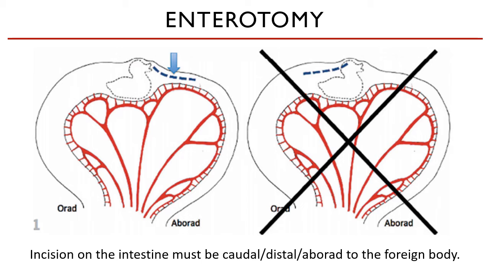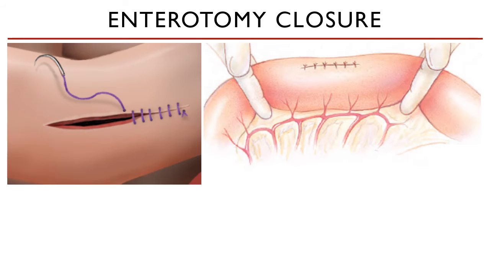After the removal, you have to assess the bowel viability again. The intestinal lumen is then lavaged copiously with warm sterile saline. Any spillage must be caught by your lap sponges surrounding the intestines.